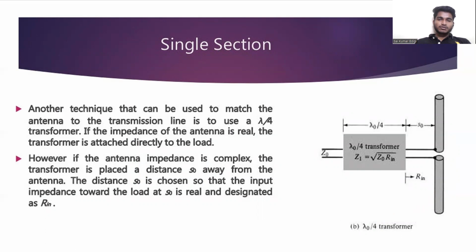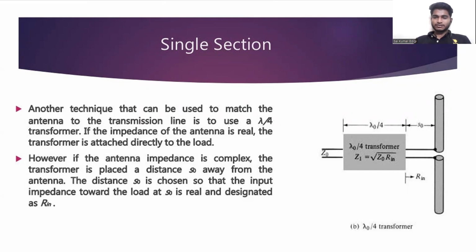Another technique that can be used to match the antenna to the transmission line is to use a lambda by 4 transformer. If the impedance of the antenna is real, the transformer is attached directly to the load. However, if the antenna impedance is complex, the transformer is placed a distance S0 away from the antenna. The distance S0 is chosen so that the input impedance toward the load at S0 is real and designated as Rin. Here the single section matching diagram is given.